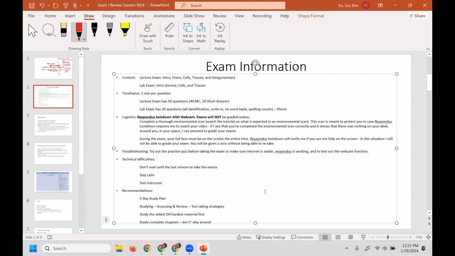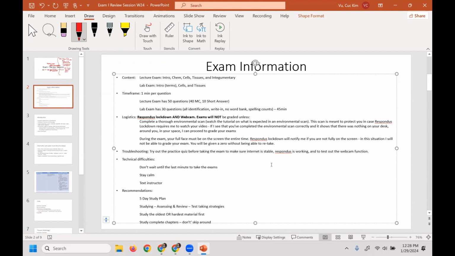So use your previous quizzes as a measurement of what you got wrong and which ones you got right. There's two ways in which you can study the content. Either study the oldest material first or study the hardest material first. And study complete chapters. Don't skip around because it gets a little bit overwhelming if you do that. Okay.